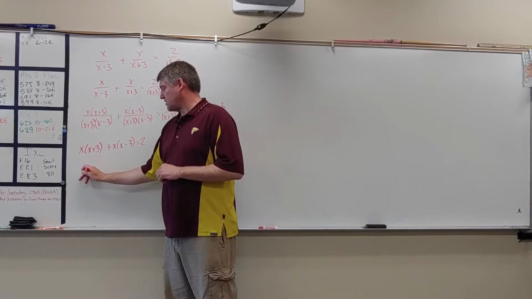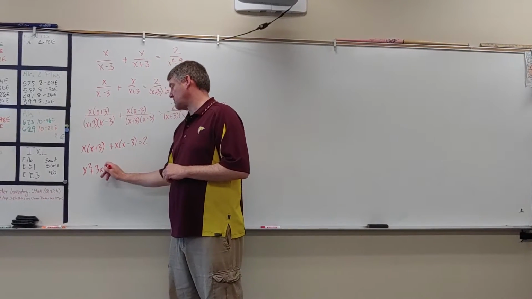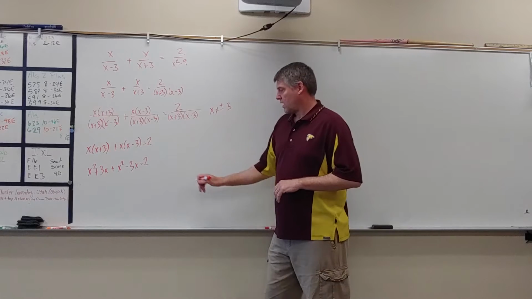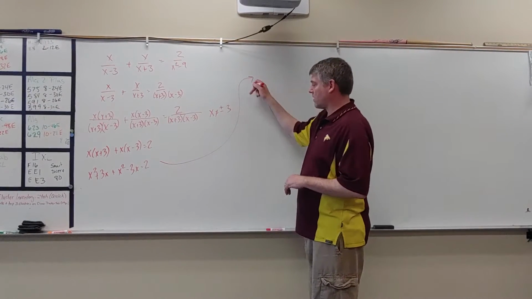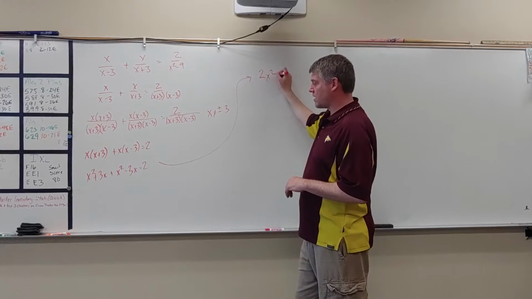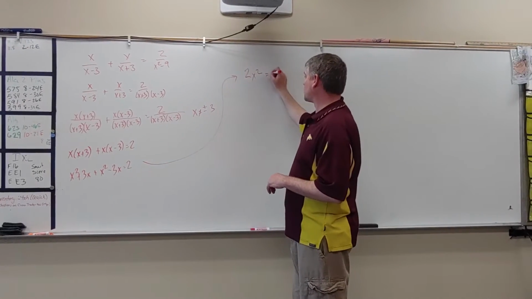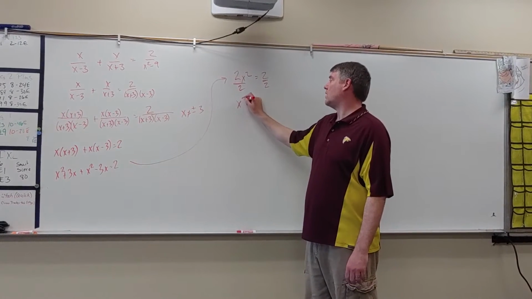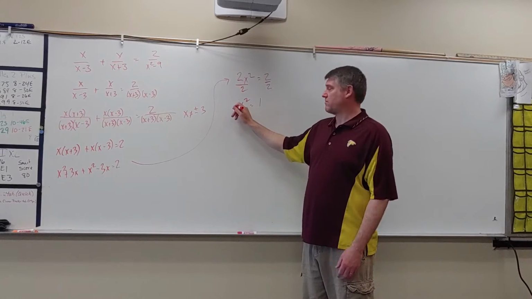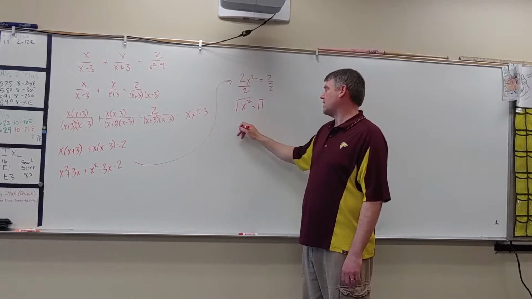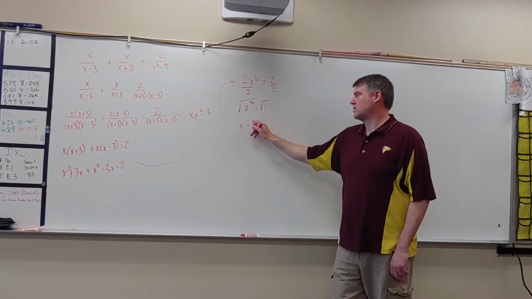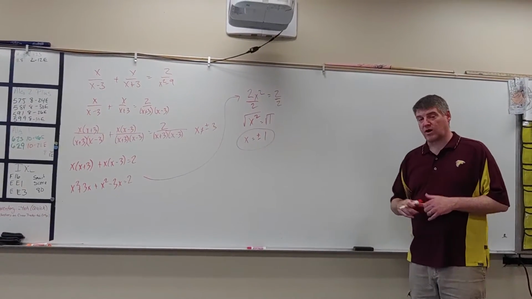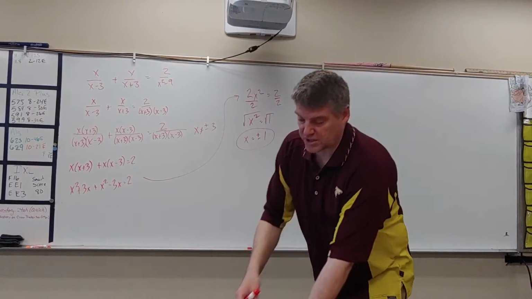This gives me x squared plus 3x plus x squared minus 3x equals 2. Let me simplify: 2x squared, my 3x's cancel out, equals 2. Now I'm going to solve for x. I divide by 2, so x squared equals 1. The way I get rid of a square is I square root it. That gives me x equals the square root of 1, which is plus or minus 1. There are my answers: positive 1 and negative 1. Those are going to be my solutions.